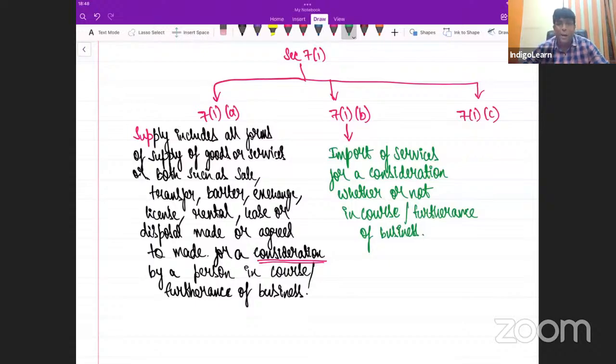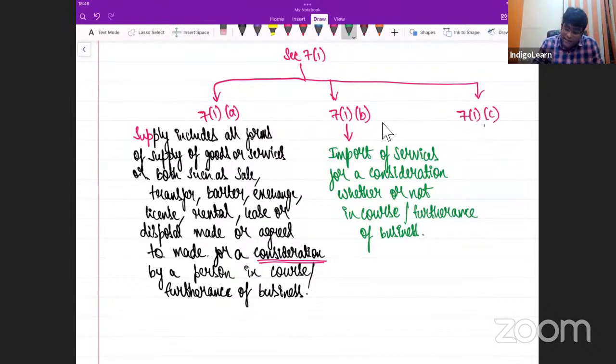Why? The logic is simple, because import of services for a consideration, whether or not in the course or furtherance of business, is still regarded as supply. So if you observe, friends, in the first point 7.1a, we said that it should be for a consideration and that too in the course or furtherance of business. But in 7.1b, we are saying what? Import of services for a consideration, whether or not in the course or furtherance of business. So even though it is personal use, still it is regarded as supply.